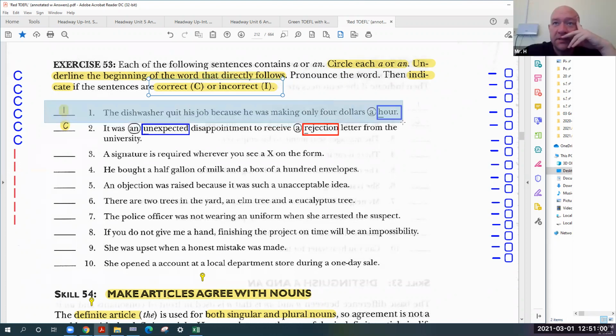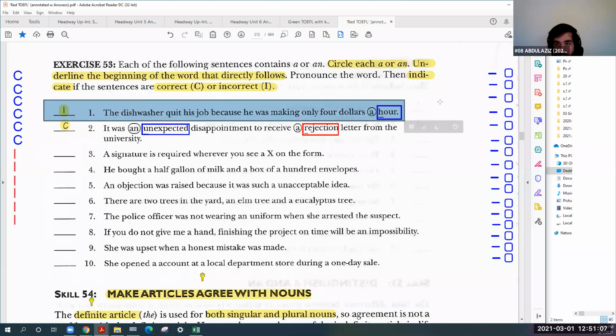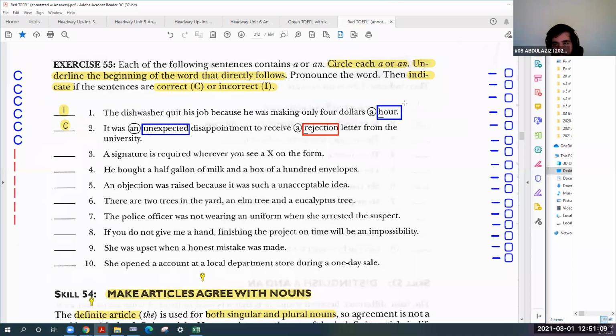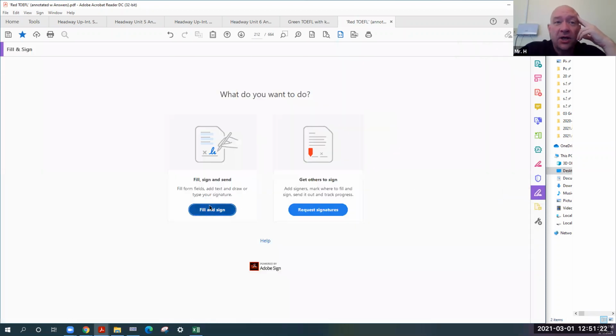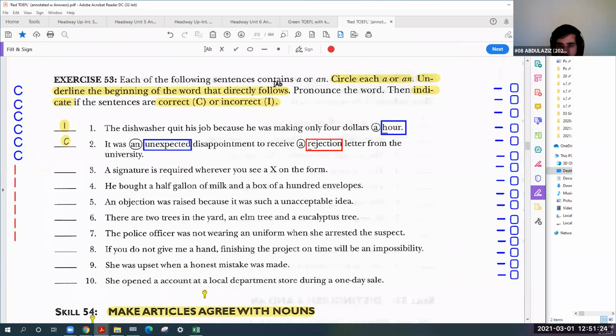All right, good. Abdulaziz, why is this one incorrect? Don't read it. Just tell us why it's incorrect. Because "hour" starts with an O sound. Yes, it has a vowel sound. So how should I fix this then? It should be "an." That's right. So I'm going to put an X here.